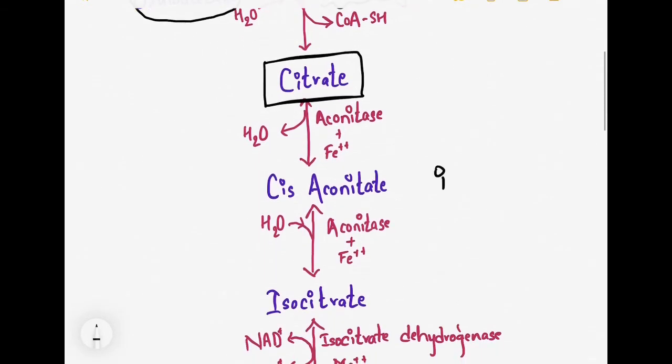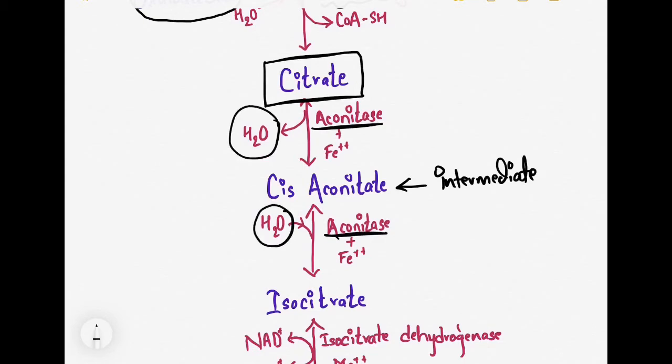The citric acid is then converted to isocitrate with the intermediate cis-aconitase. Here, both reactions are catalyzed by aconitase, the same enzyme, along with the ferrous ion. The initial reaction is a dehydration reaction followed by hydration.